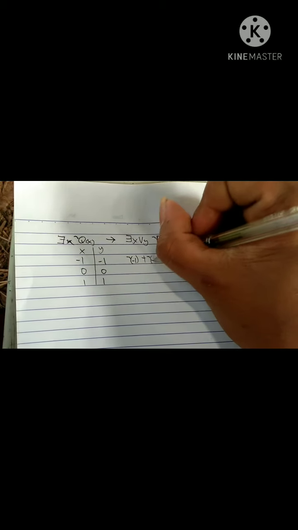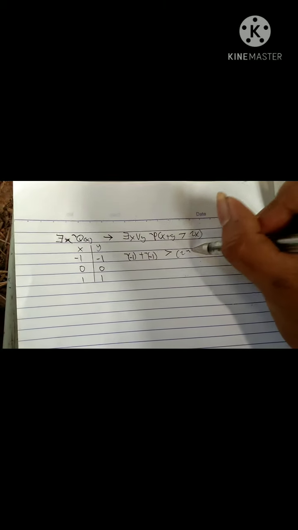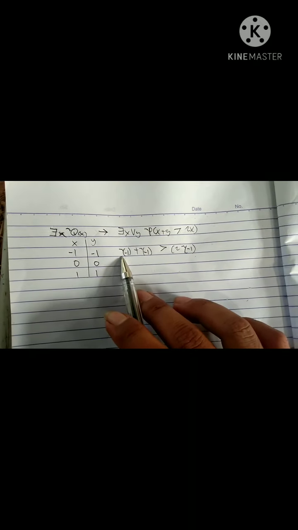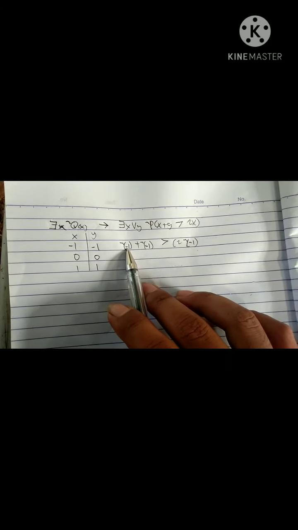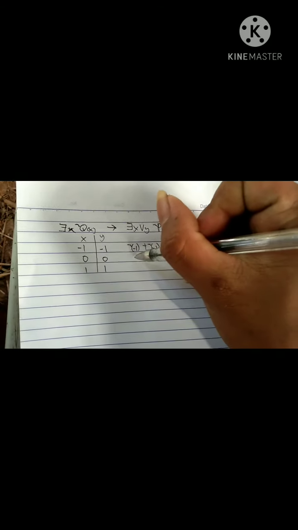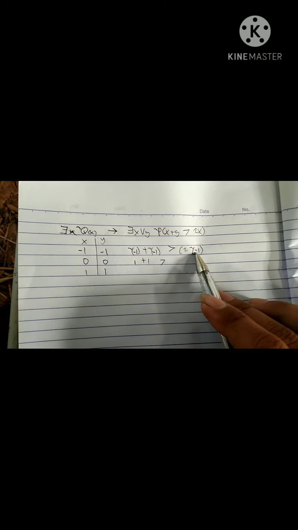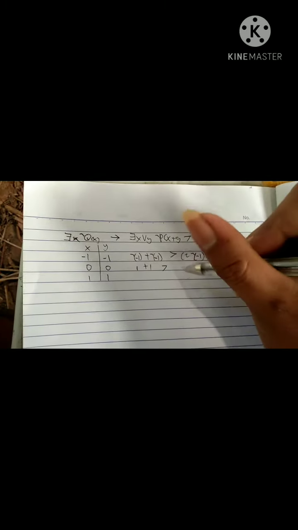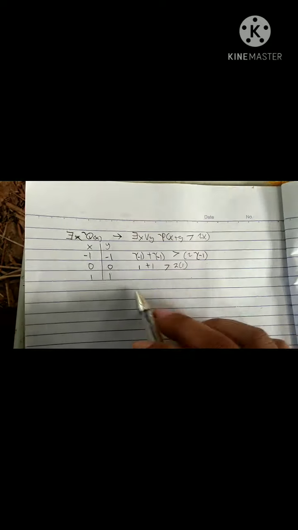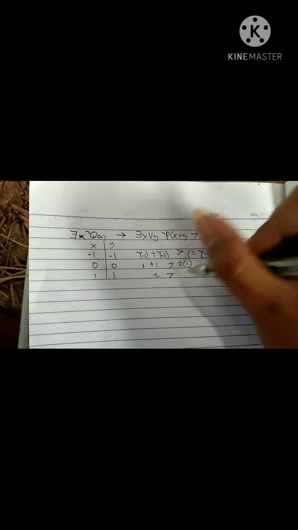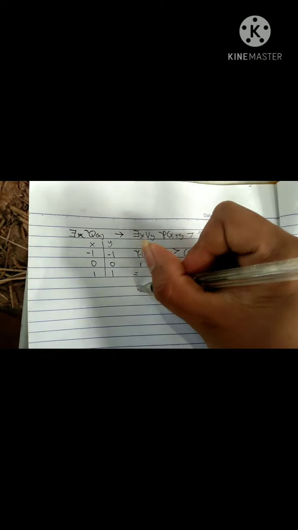So first, negated negative 1 plus negated negative 1 is greater than 2 times negated negative 1. Since it is negative, it will be positive. Same for this: plus 1 is greater than 2 times 1, since it is negative, it will go positive. So 1 plus 1 is 2, greater than 2 times 1 is 2, so it is false.